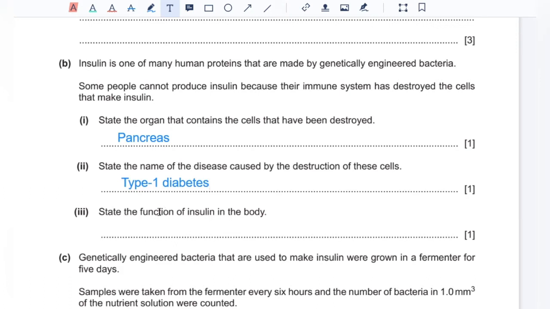So insulin is responsible for reducing the blood glucose concentration following, for example, a meal which was high in glucose. The glucose concentration of the blood will increase, and insulin will convert this excess glucose in the blood into glycogen stores in the cells, and as a result it will reduce the blood glucose concentration.